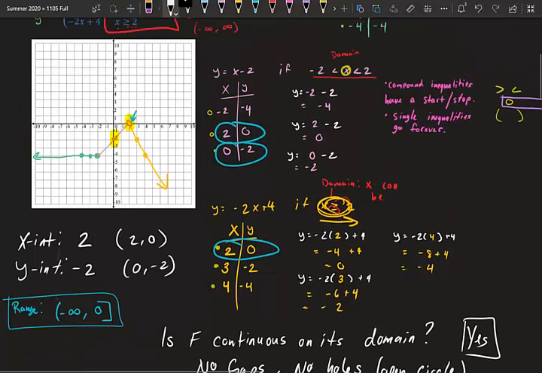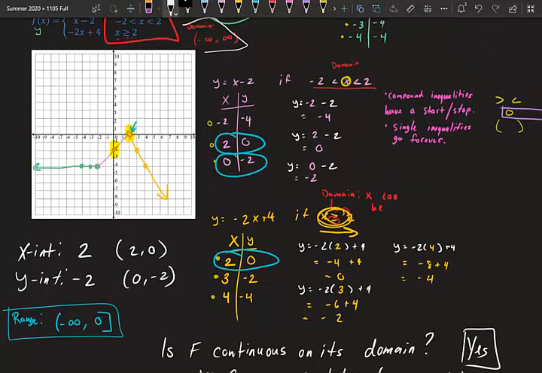Don't look at the actual domain in red. That has nothing to do with that question. Always look at the graph.